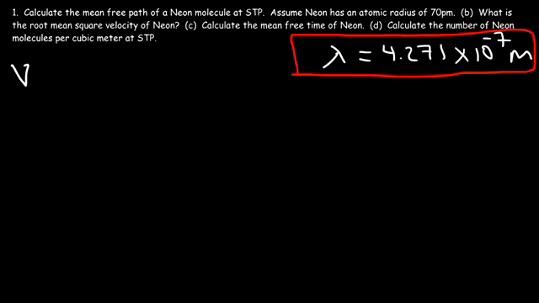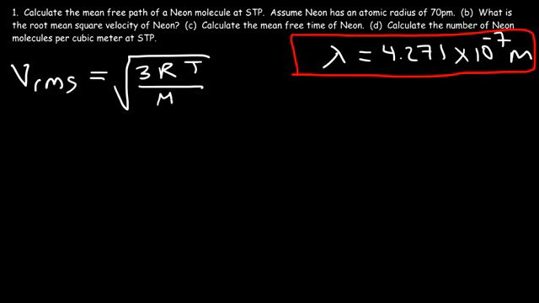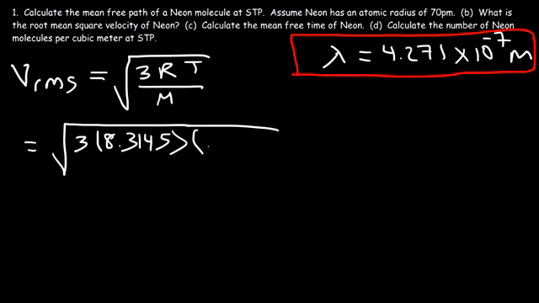Now part B. What is the root mean square velocity of neon? So I'm going to use this formula to get it. It's going to be the square root of 3RT divided by the molar mass in kilograms per mole. So R is 8.3145. It's not 0.08206 for this formula. And we know the temperature at STP is 273 Kelvin.